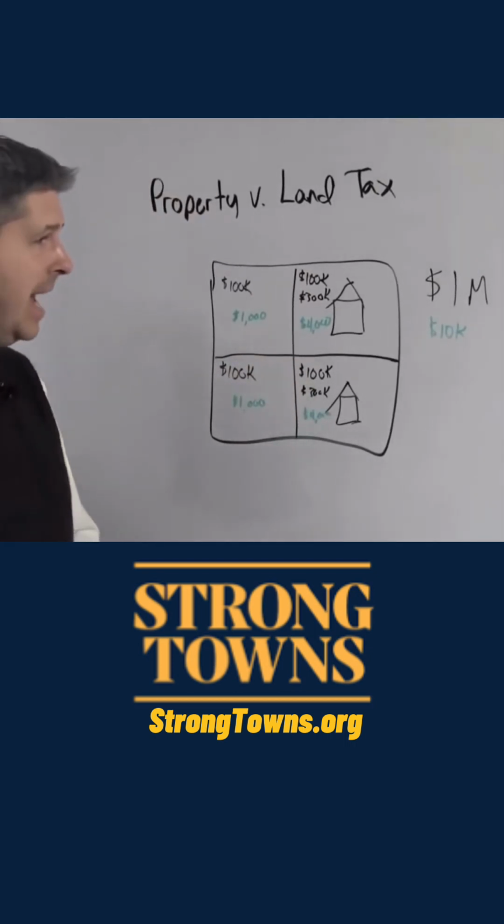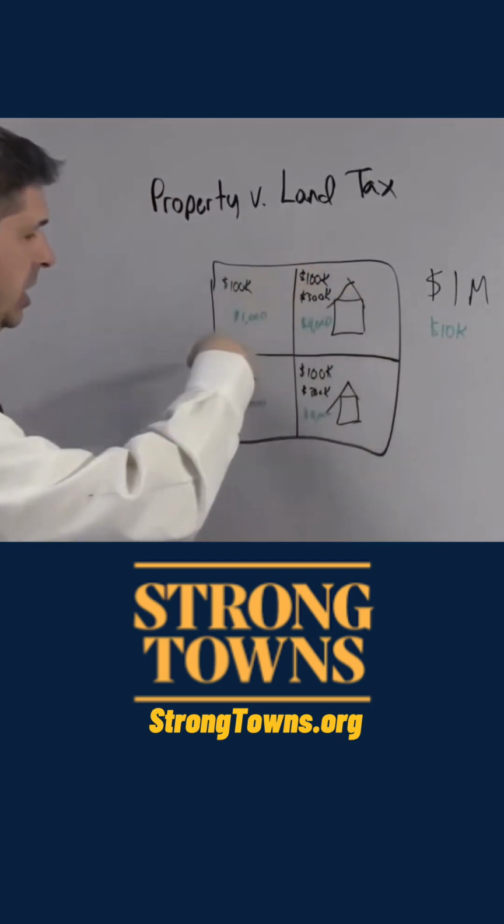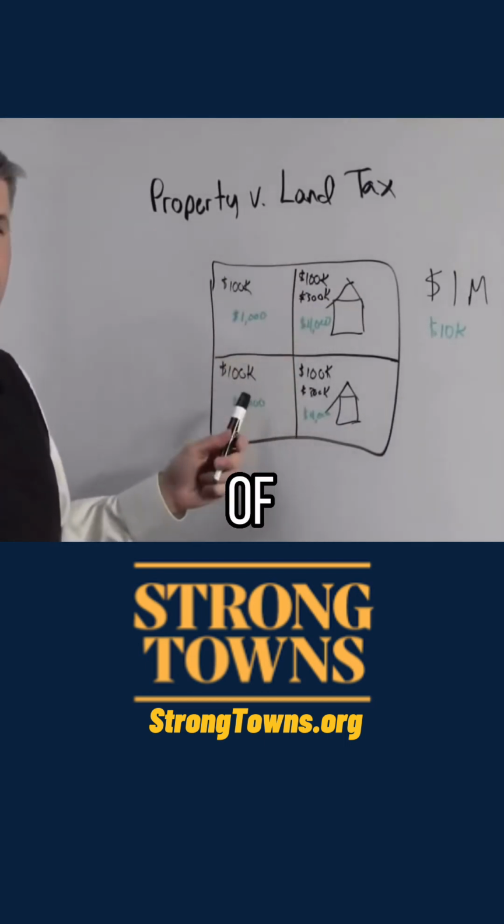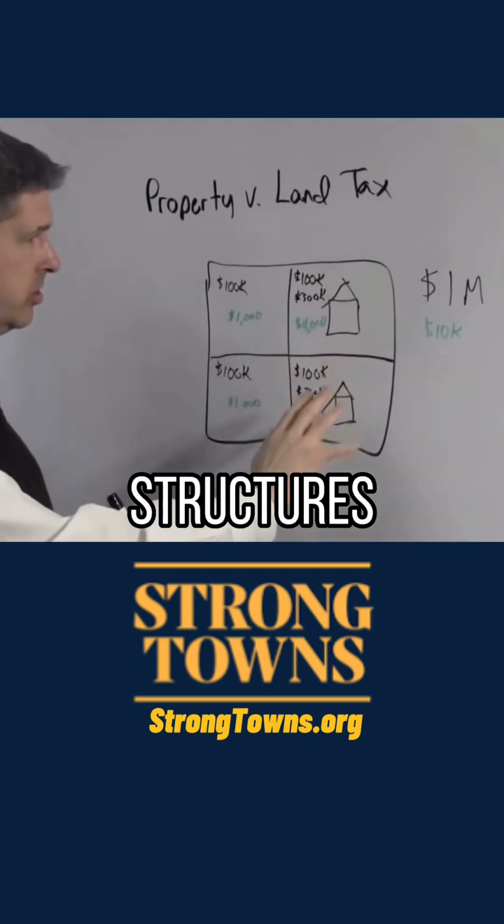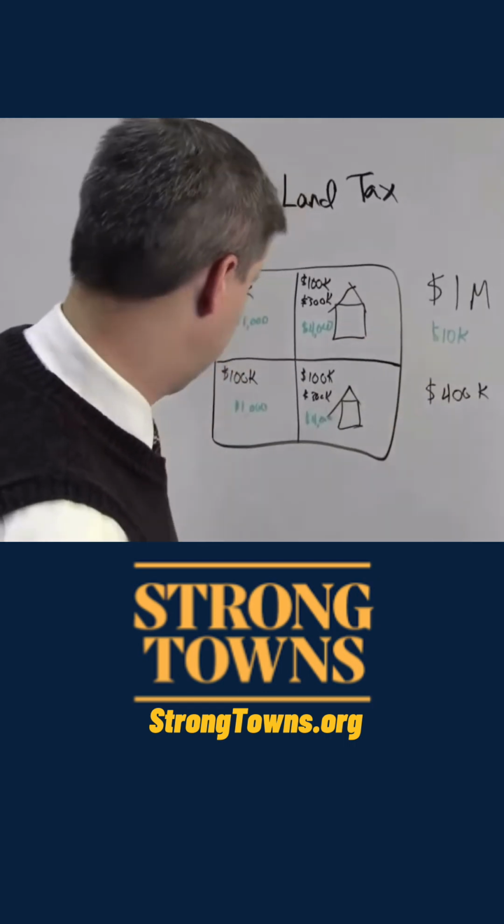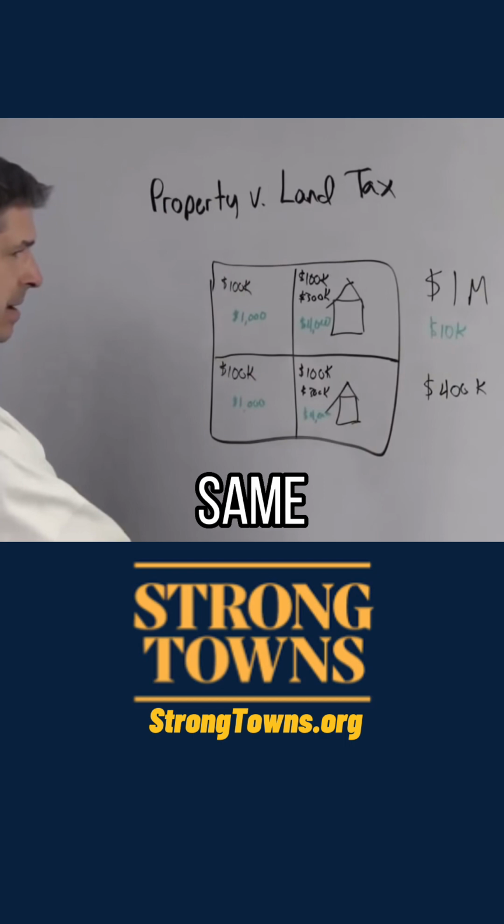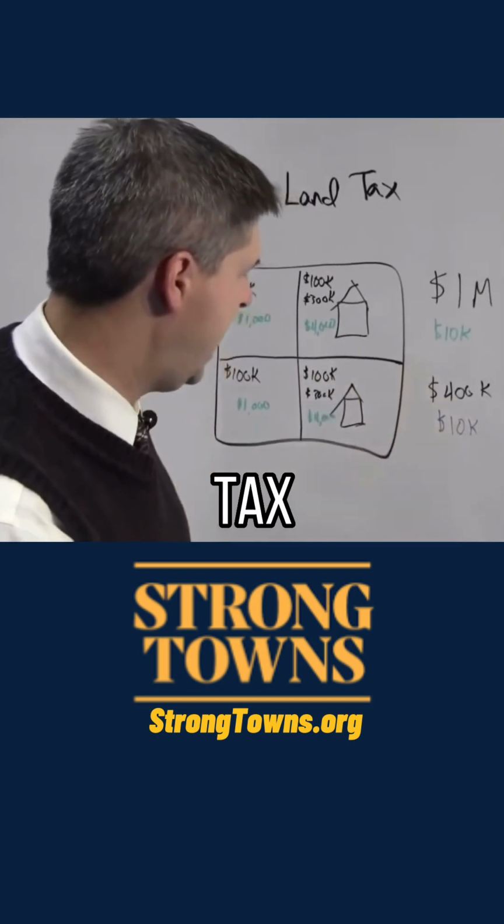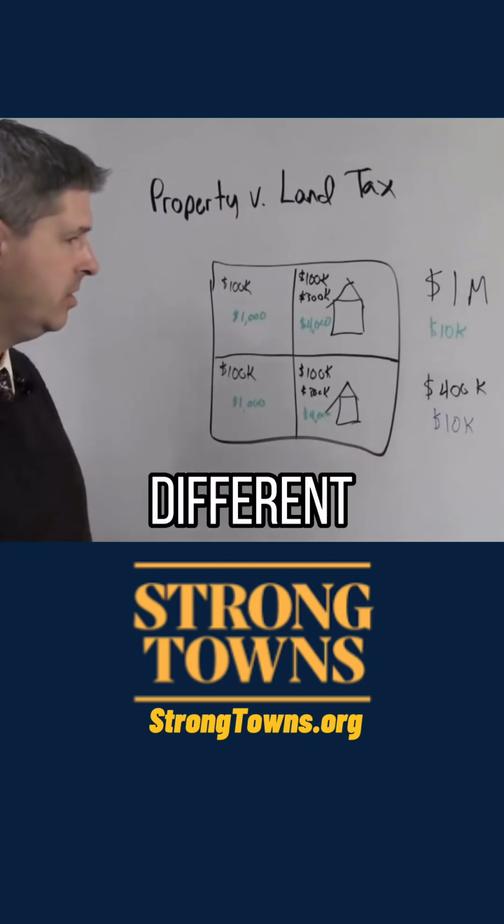Now, let's look at a land tax. You have the same valuation here, but only $400,000 of it is added together for a land tax, just the value of the land. We ignore the value of the structures. So now you have a total assessed value of $400,000. You still apply that same $10,000 in taxes. That's how much we're going to tax. But the way that tax is now distributed is vastly different.